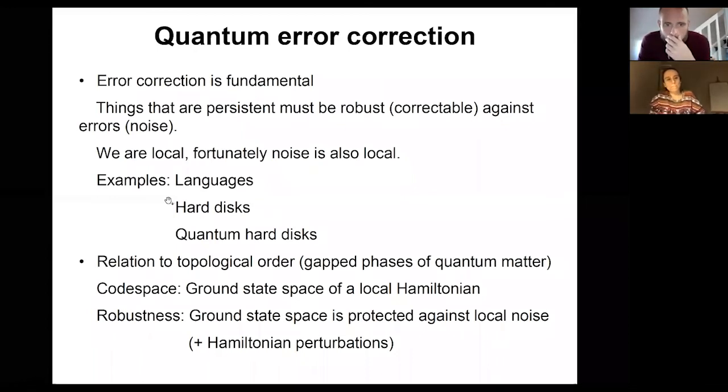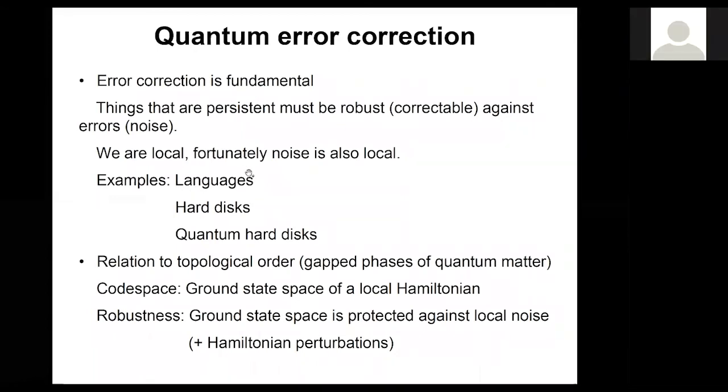So some examples of error correcting codes are languages. Our languages are robust to imperfections. If I make a typo, you can still read it, you can still understand it. That is nothing but that: our words are encoded in such a way that they are reconstructible if we make some mistakes. The hard disks of our computers are error correcting codes. And there are some quantum hard disks that have been proposed theoretically, but it's still a formidable task as of today, and that's kind of a big open problem.